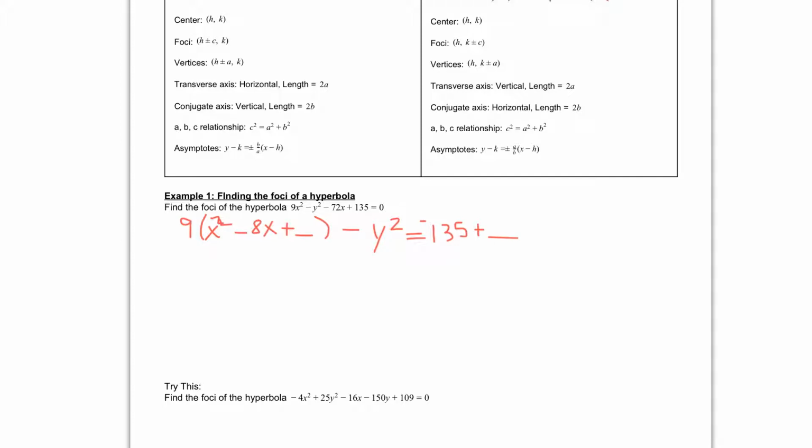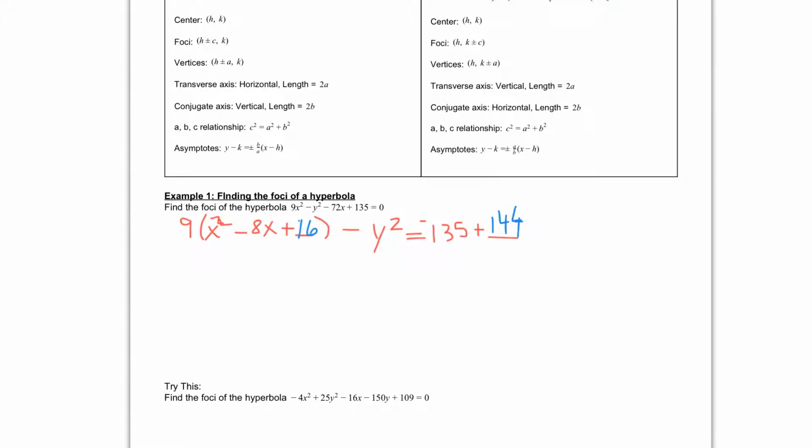Next, I need to figure out what number I'm adding in here. So remember, I take the middle number here, the b, divide it by 2, and square it. So 8 divided by 2 is 4. Squaring that will give me 16 to go in here. And if I add 16 on this side, I have to remember that it's also being multiplied by this 9 that's on the outside. So 16 times 9 means I'm adding a total of 144 to this side, which means I also have to add 144 on the right side.